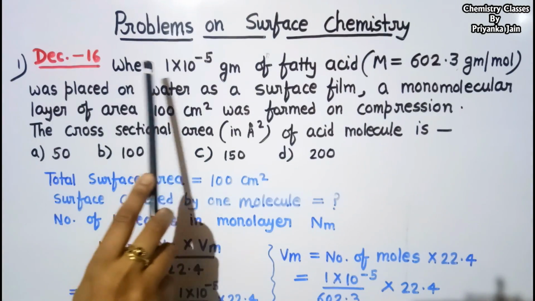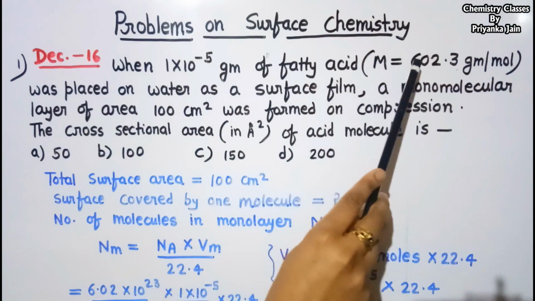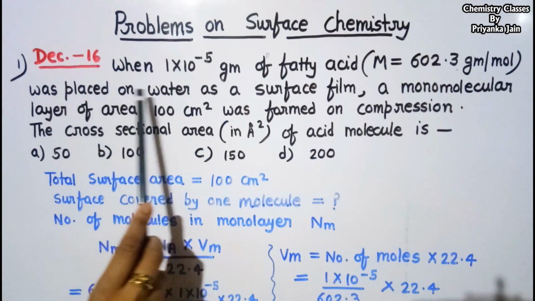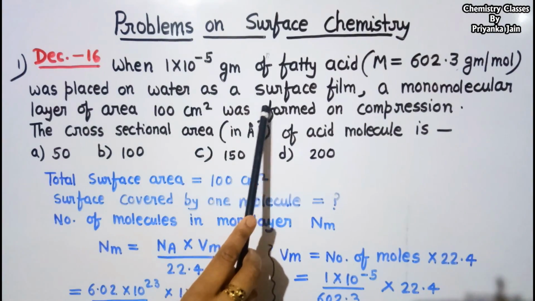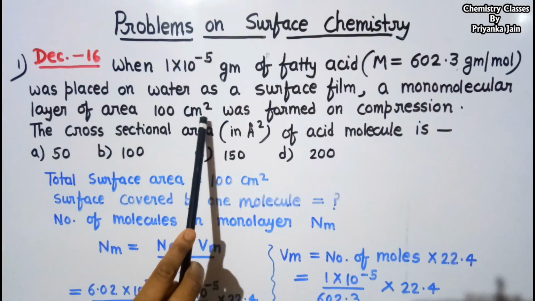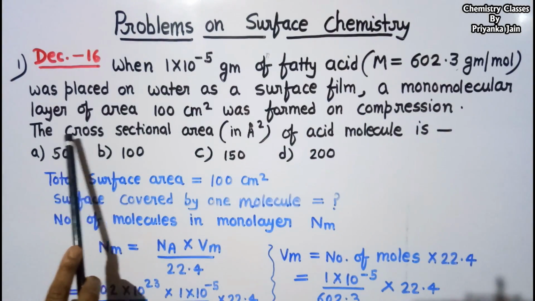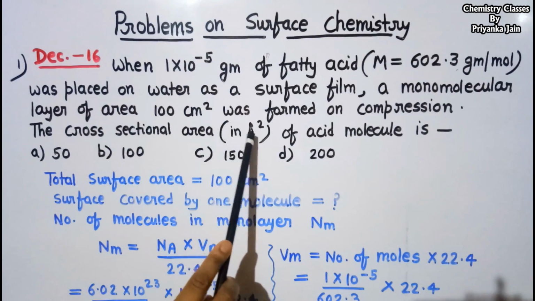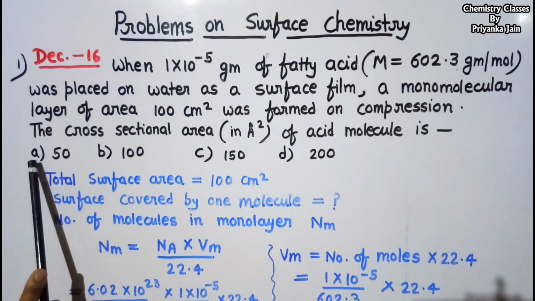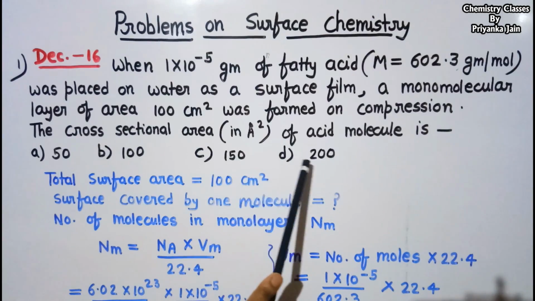The question is: when 1 × 10^-5 grams of fatty acid that has a molecular weight of 602.3 grams per mole was placed on water as a surface film, a monomolecular layer of area 100 centimeter square was formed on compression. We have to find the cross-sectional area in angstrom square of the acid molecule. We are given 4 options. Option A is 50, option B is 100, option C is 150 and option D is 200.